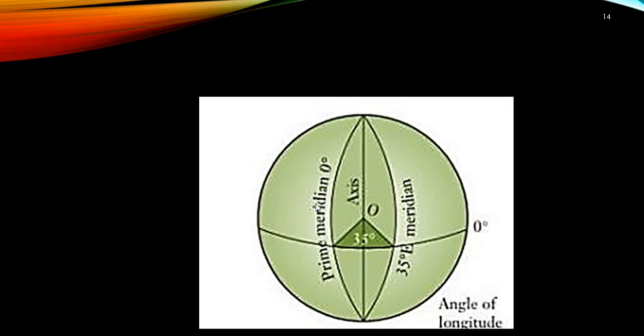As you can see, there is the prime meridian. Then we have the 35 degrees east meridian. So the angular distance between the prime meridian and the 35 degrees east meridian, we are calling that angular distance the angle of longitude.